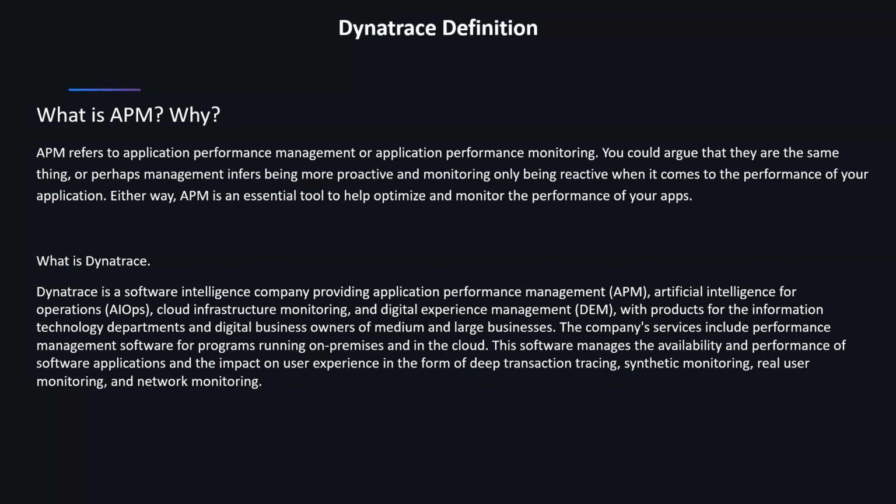So these APM tools are like Dynatrace, and other monitoring tools. Dynatrace has AI, artificial intelligence. It is kind of proactive, 100%, but it also gives you some predictive information. So APM is a very essential tool to optimize and monitor the performance of your application.